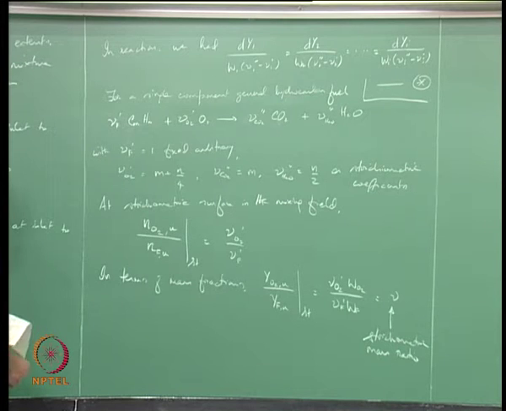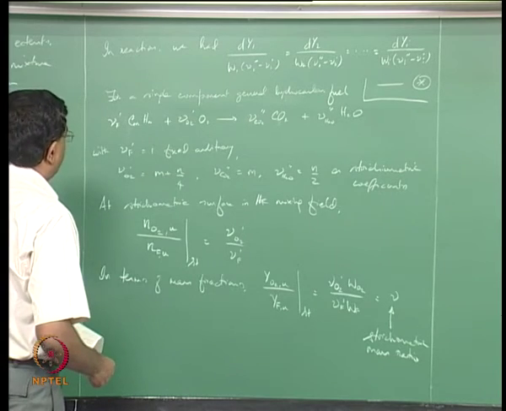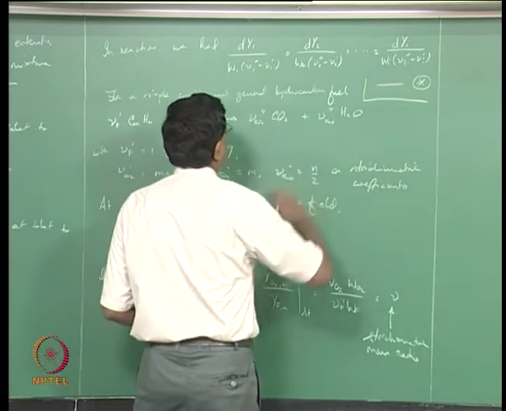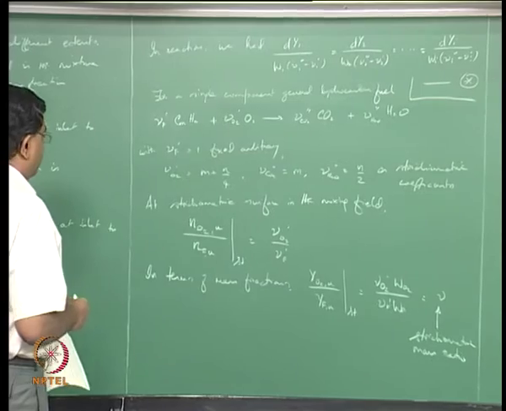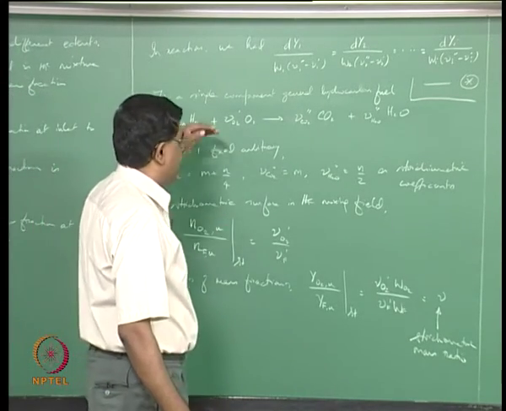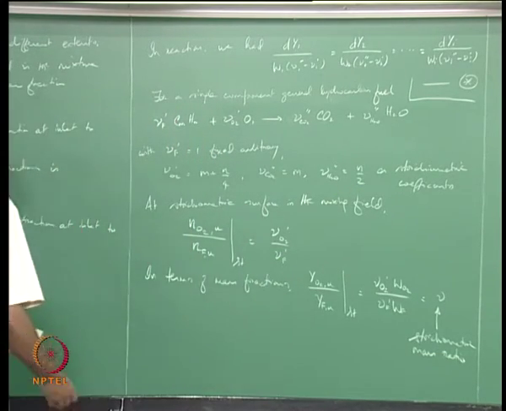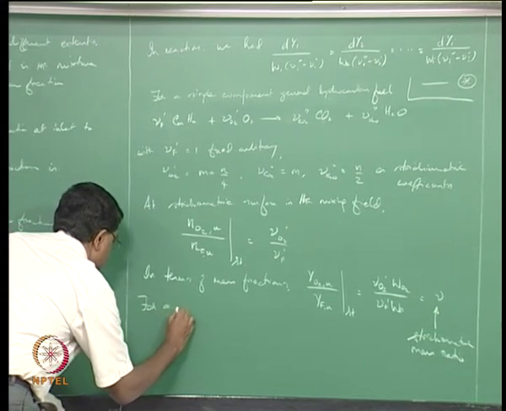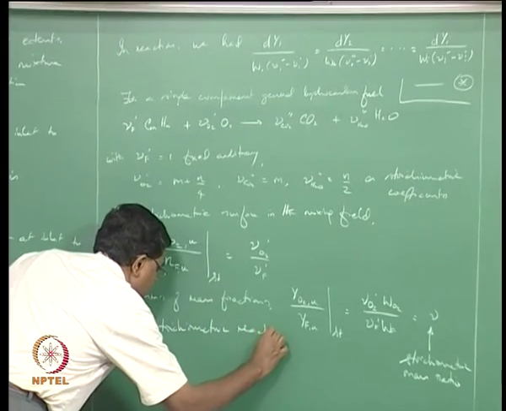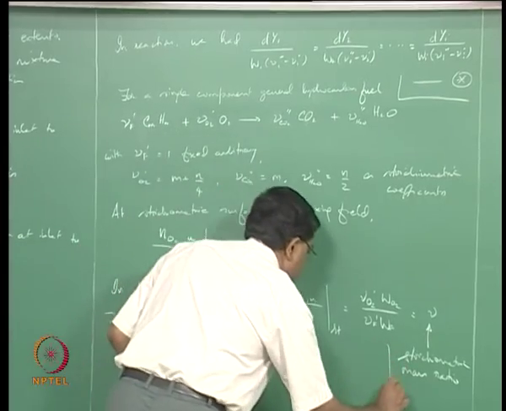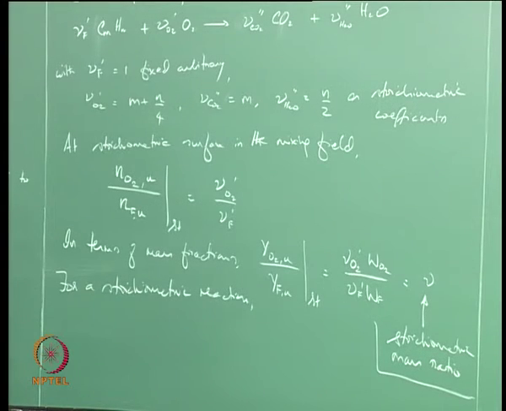So what we want to do is see if we can integrate this equation for a situation where you have a stoichiometric reaction, so that we can make use of the fact that you are not going to have any of the reactants left over, alright. So for a stoichiometric reaction, both fuel and oxidizer are completely consumed.